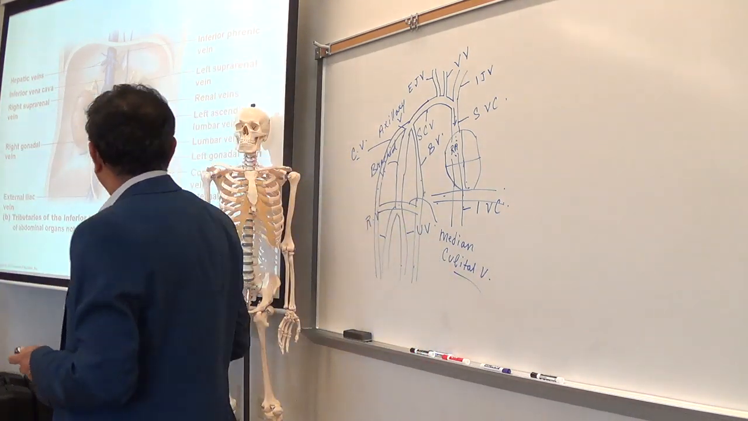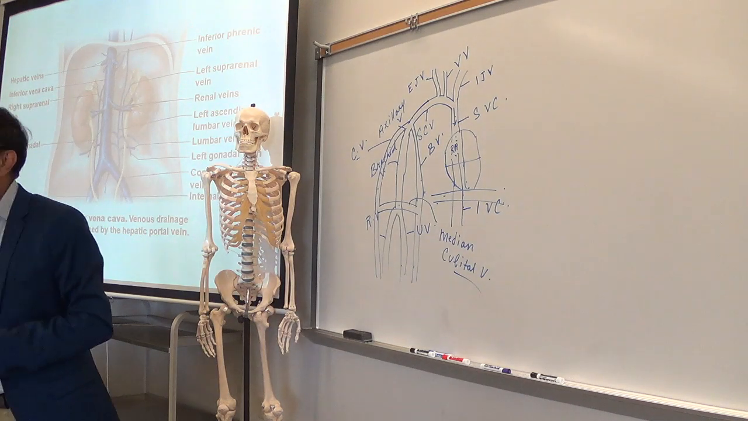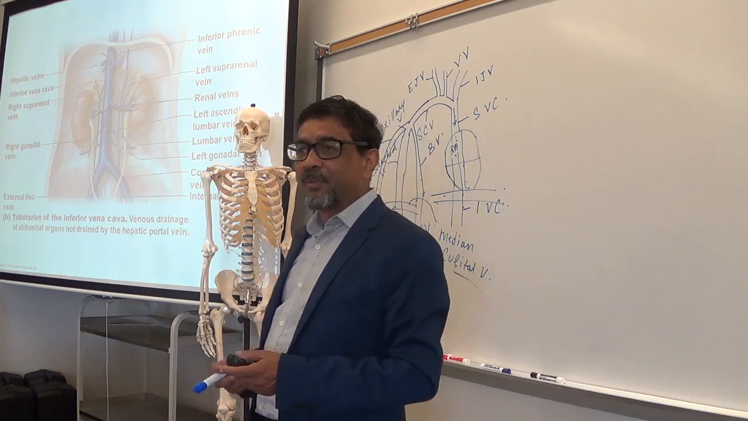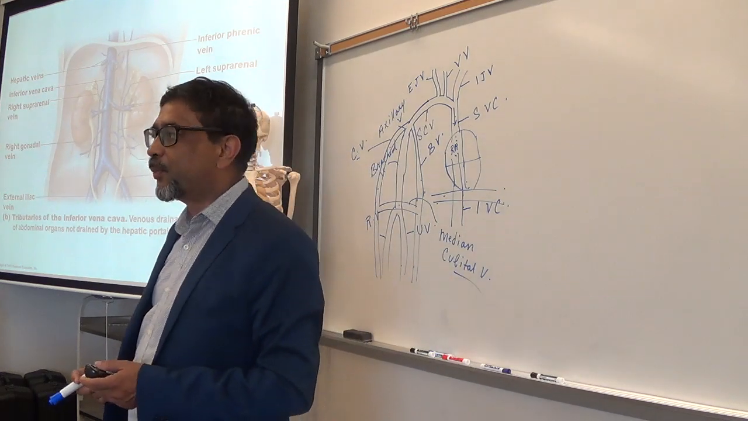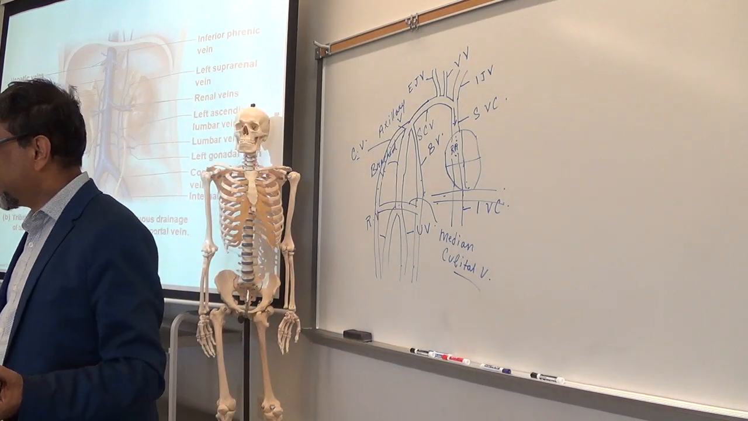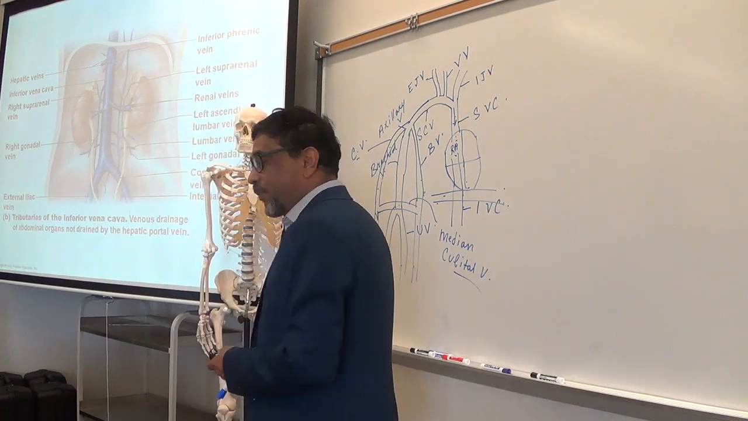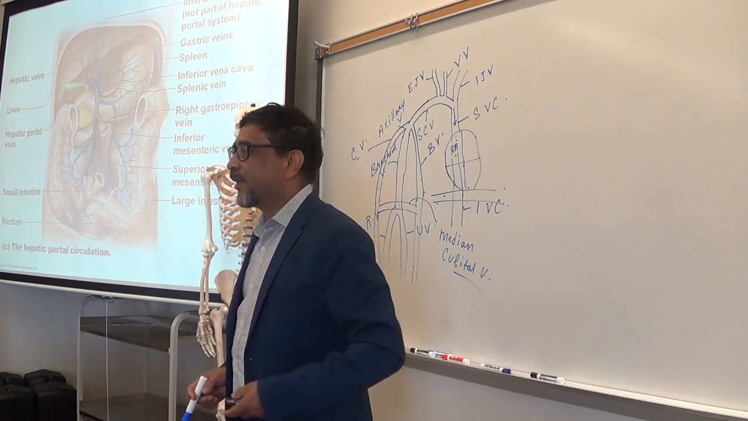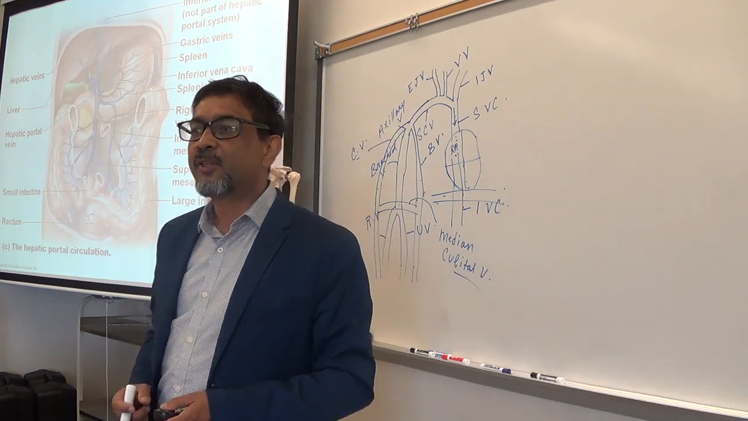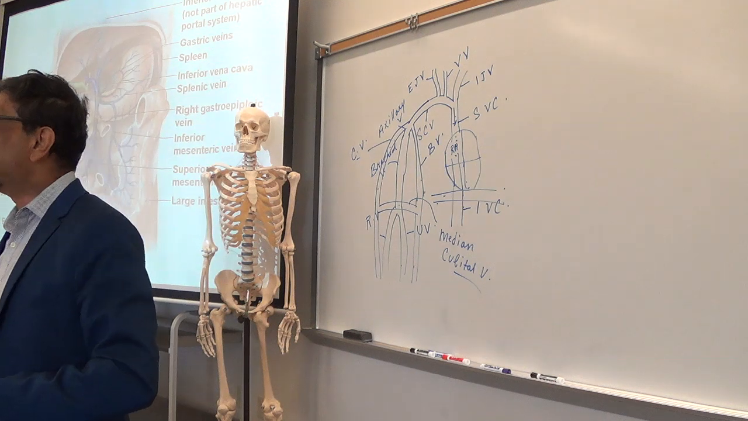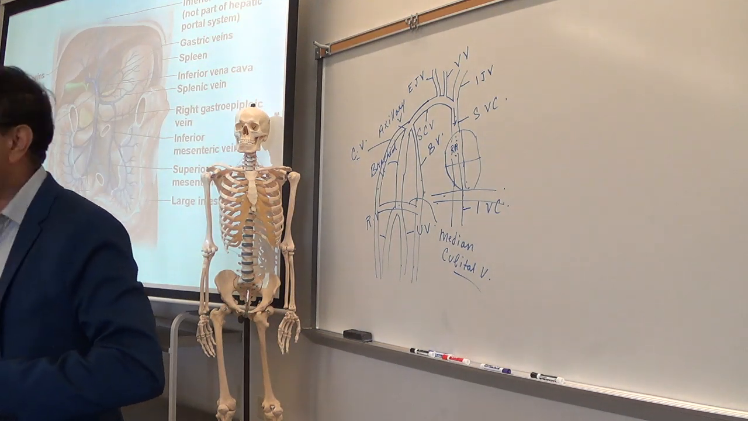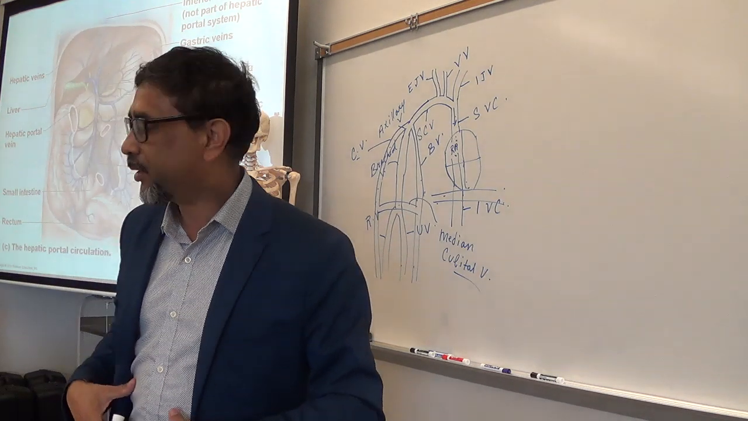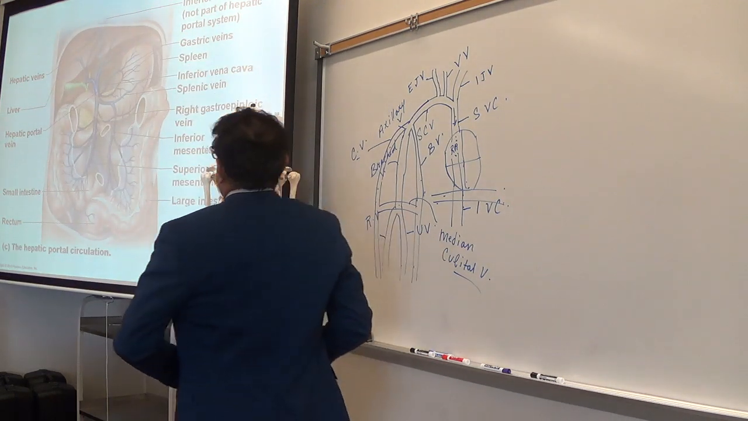Then you have the phrenic from the diaphragm. Then you have renal from the kidneys, suprarenal from the adrenal glands, right? Okay, and gonadal from the gonads. Now let's go there. Gastric from the stomach, superior mesenteric mainly from the small intestine, inferior mesenteric mostly from the large intestine. Okay?